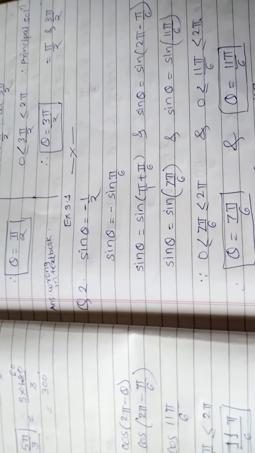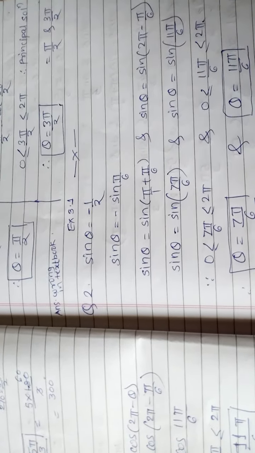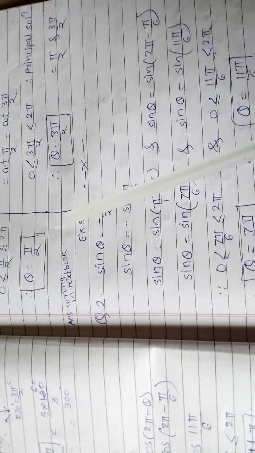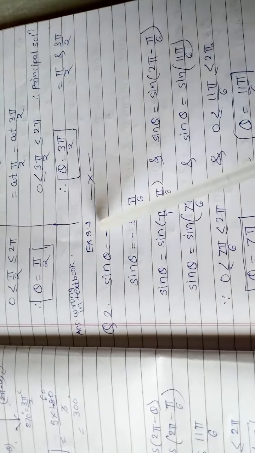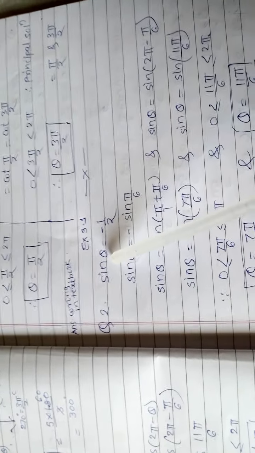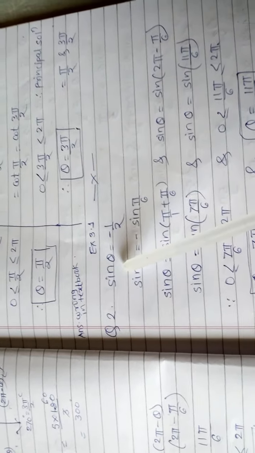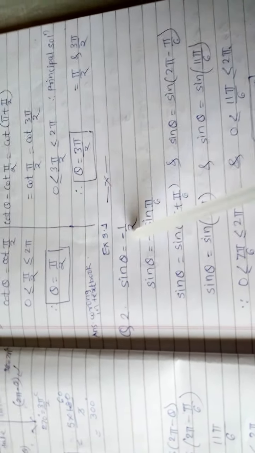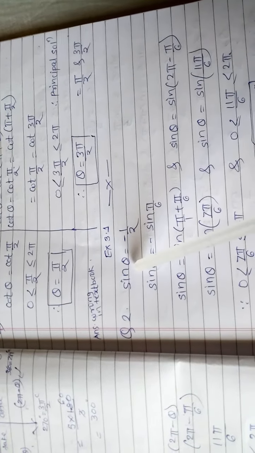Hello students, now I am going to continue the chapter Trigonometric Functions of 12th standard, exercise 3.1, and the question is same. That is, we have to find out the principal solution of the following equations. Now here we are given sin theta equals minus half. Now we are given the negative value of the sine ratio.